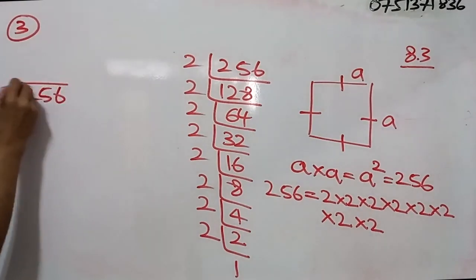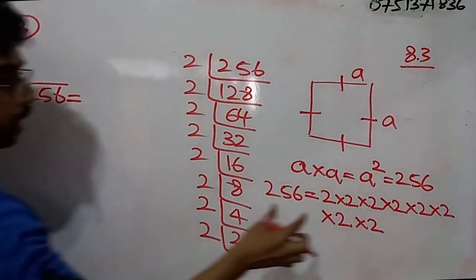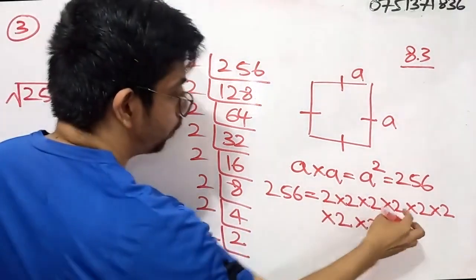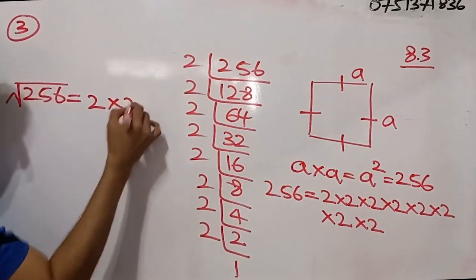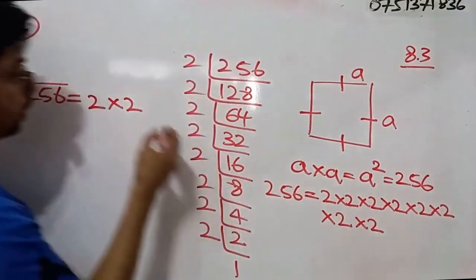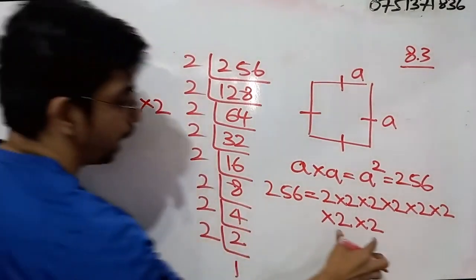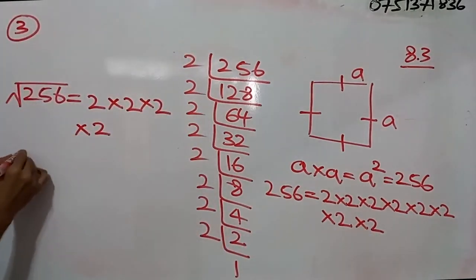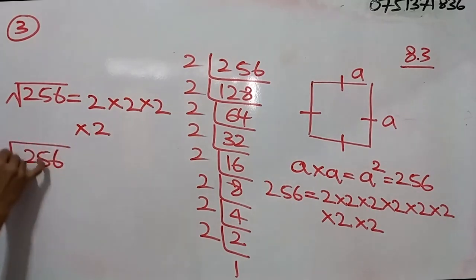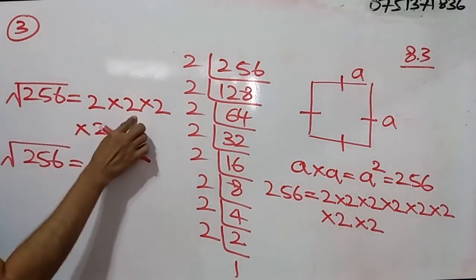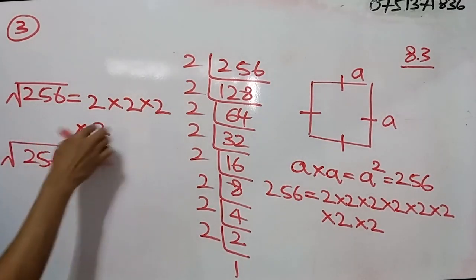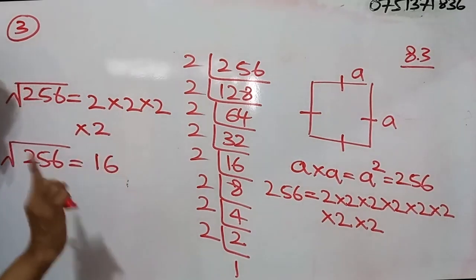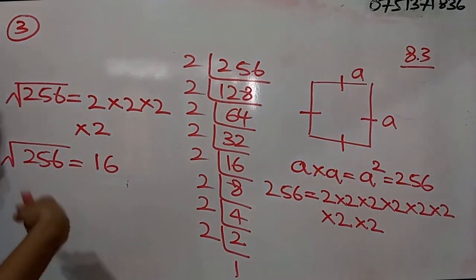Square root of 256, that is equal to what? We have 2 of 2's, so we can pick 1. Another 2 of 2's, we can pick 1. Another 2 of 2's, we can pick another 1. And another 2 of 2's, we can pick another 2. So altogether what? 256, the square root is equal to what? 2 times 2, that is 4. 4 times 2, that is 8. 8 times 2, that is 16. So we get the square root as 16. So they are asking the side length, no?